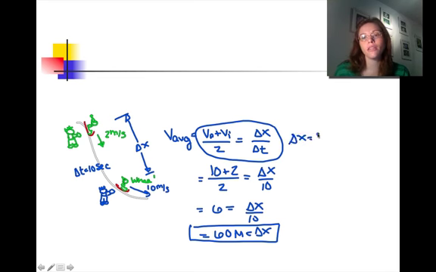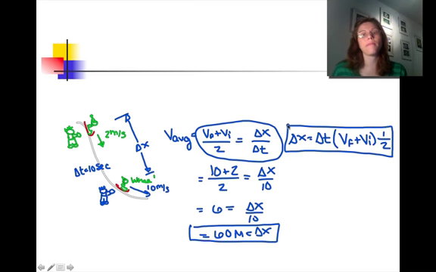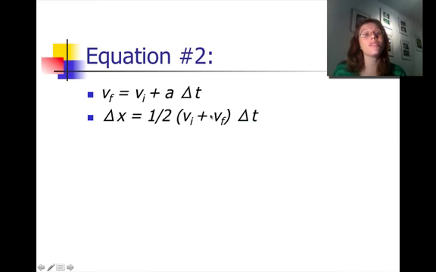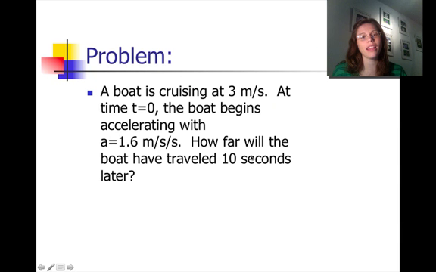Change in x is equal to change in time, and then I'll do VF plus VI, and then instead of dividing by 2, I'll just multiply the thing by half. Just make it all without fractions. Okay, this is our second kinematic equation. So let's add that to our second kinematic equations. So now we have 2 kinematic equations that we could use. They're shortcuts.